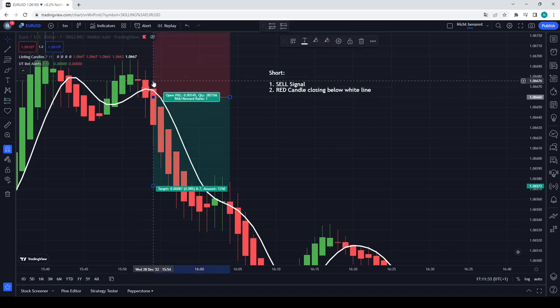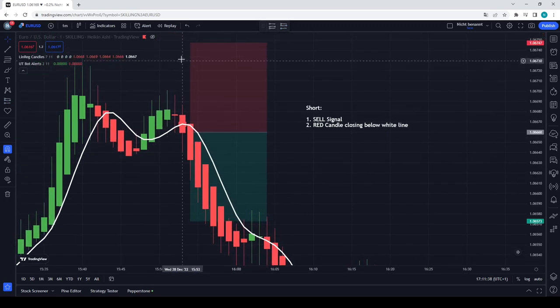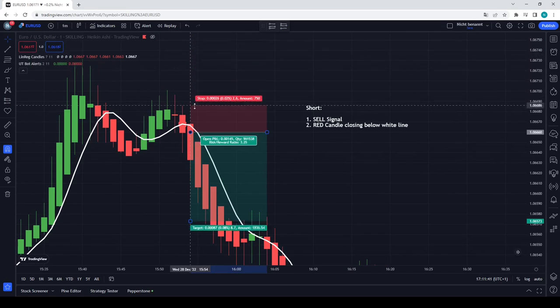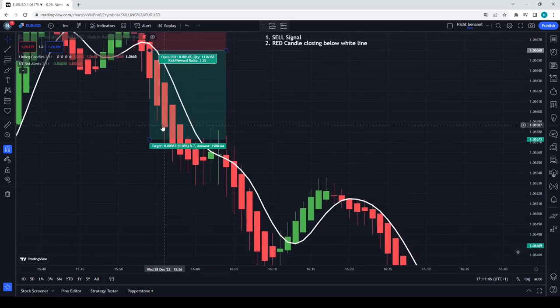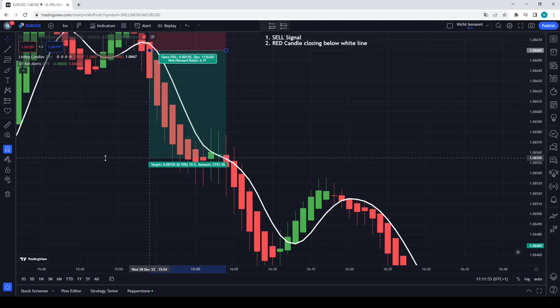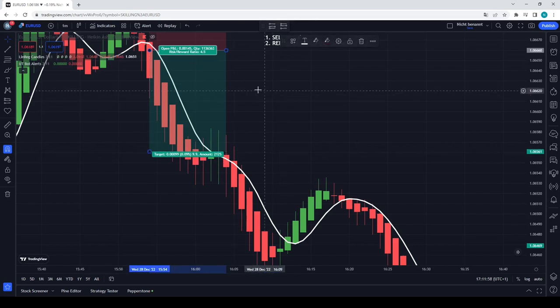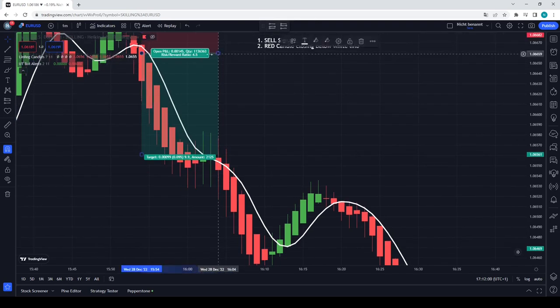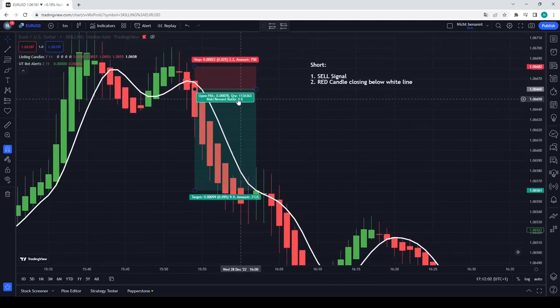As we are very close to the line here, we put our stop loss above the recent swing high, right above over here. Then the same rules apply as in the long trade. We leave the short trade when we get the first green candle, which will be over here. As you can see, here we also have a risk reward ratio of 4.5.